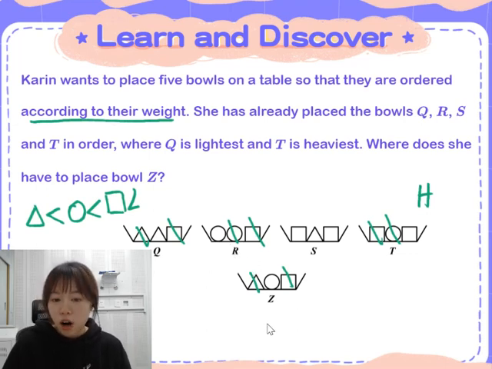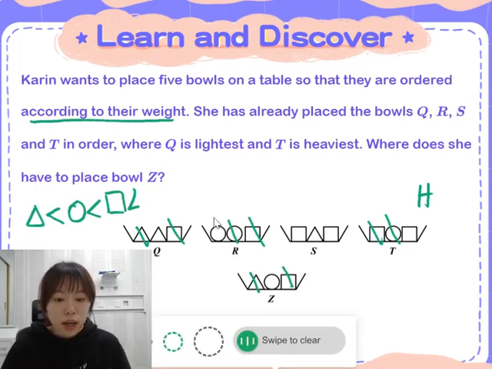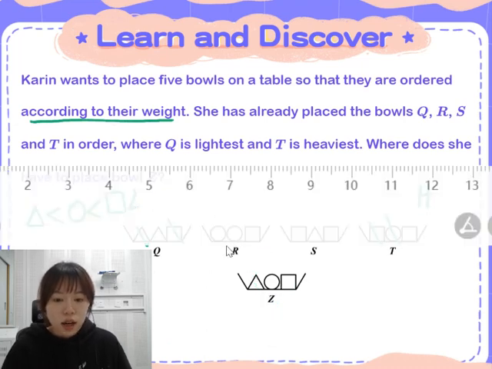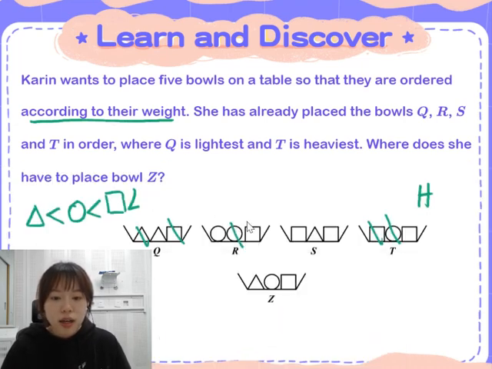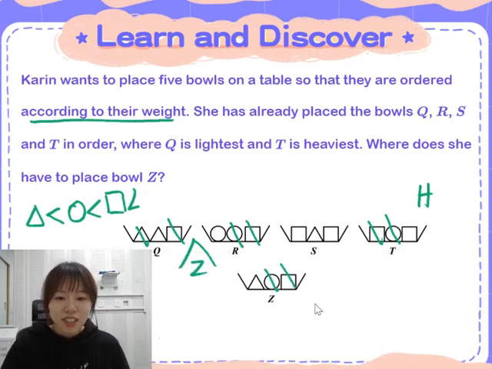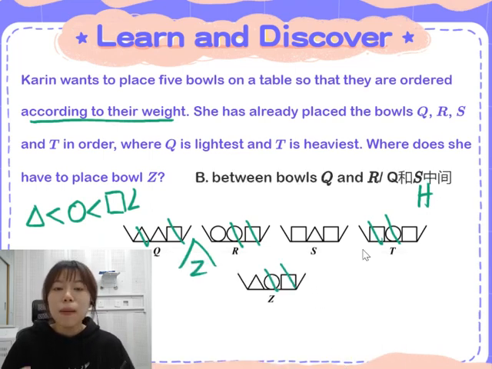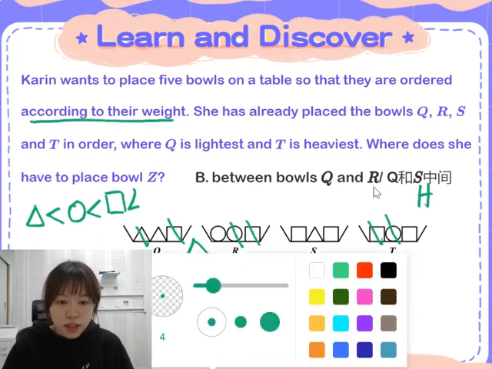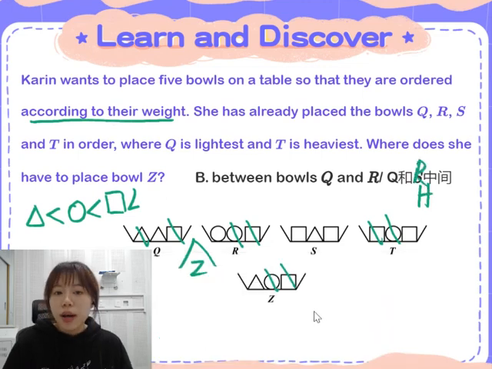What about Z and R? So here, do they have something in common? Yeah, the circle and the square. So do you know it? Yeah, the Z gonna be lighter than R. So here is the position of Z. See? So do you know which one is the correct option? Yeah, it's gonna be B, between Q and R. Okay, Q and R. So the Chinese version, I think something wrong. Just Q and R.